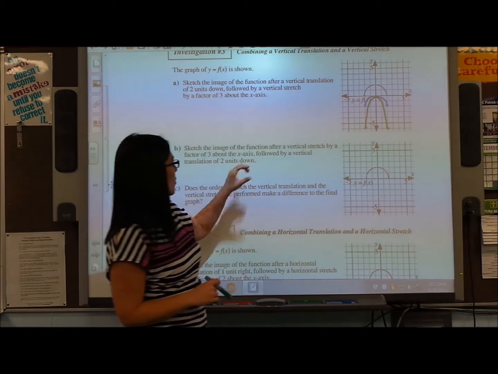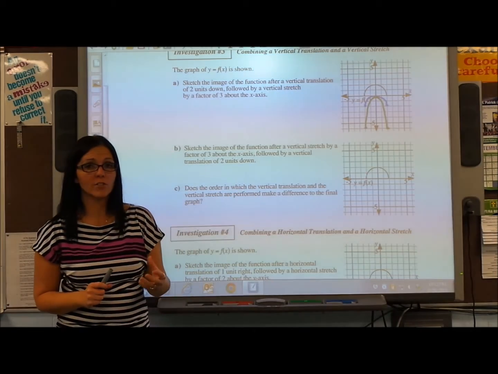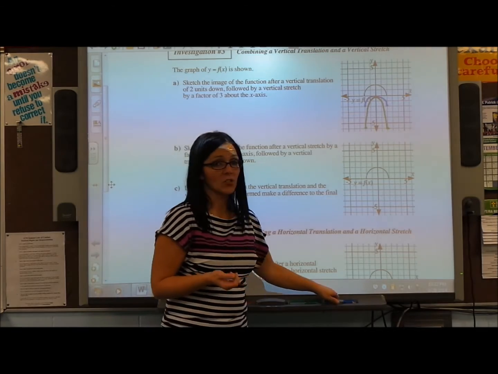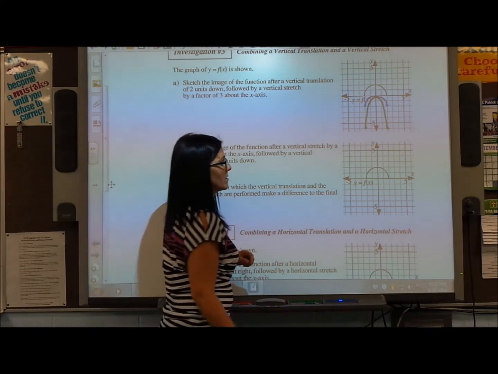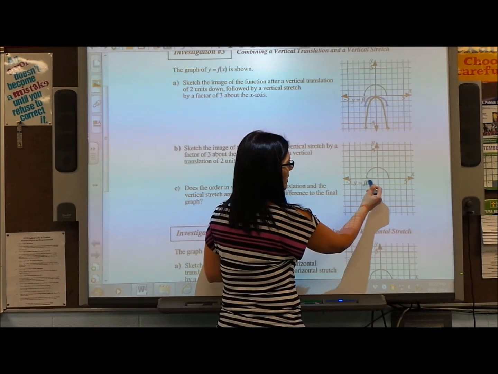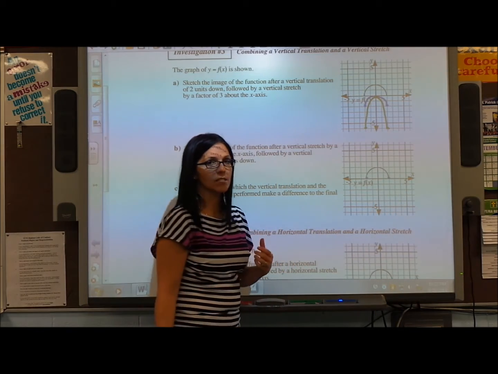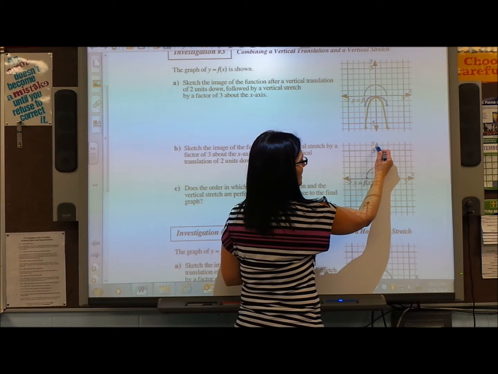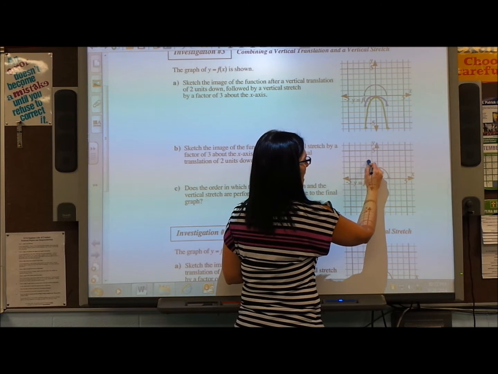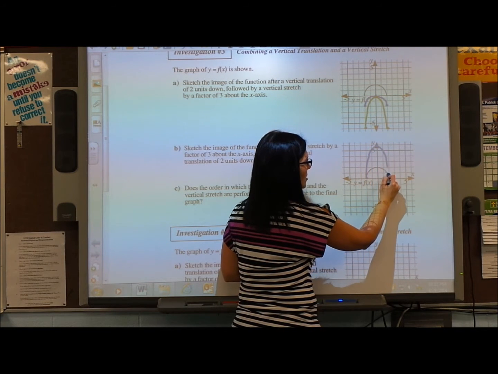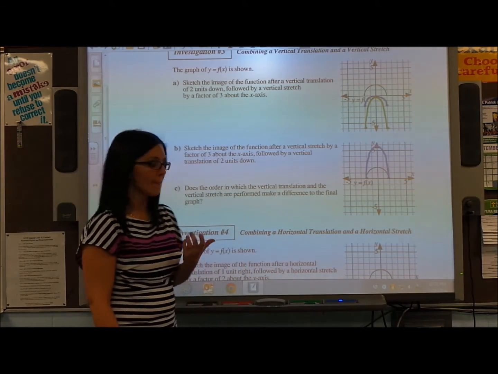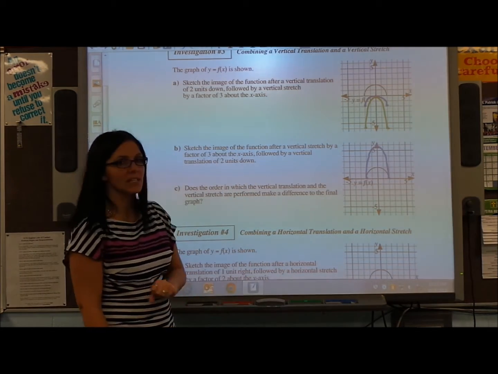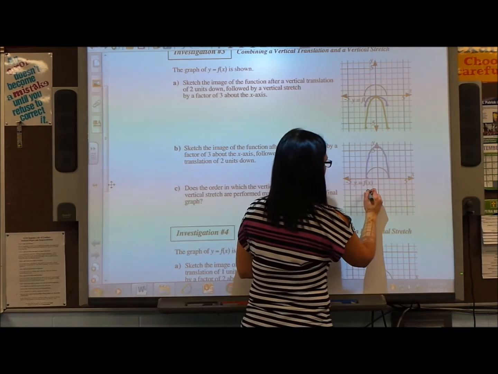In the next picture, what we're going to do is stretch by a factor of 3, and then translate 2 units down. So if I stretch this by a factor of 3, my y coordinates here that are at 0 will stay at 0. My y coordinate that is at 2 is going to move to 6. So this becomes my vertical stretched image by a factor of 3. I'm now going to take that image and translate it 2 units down.